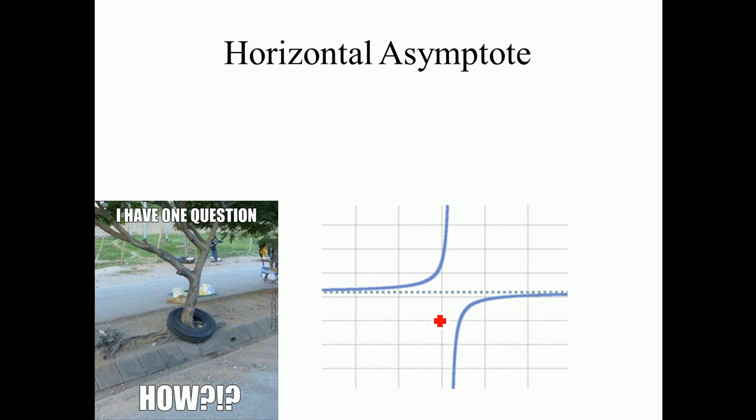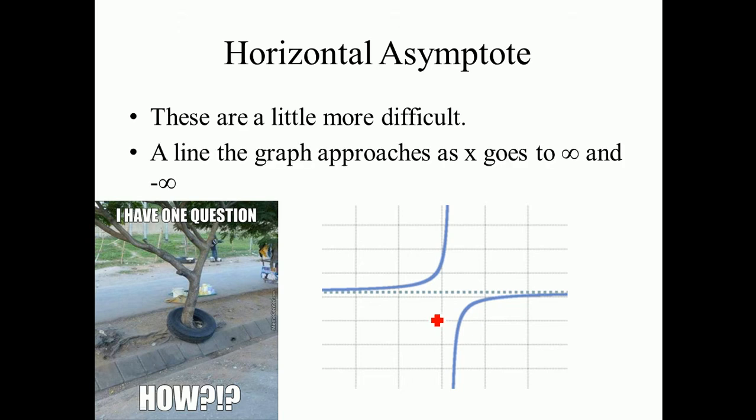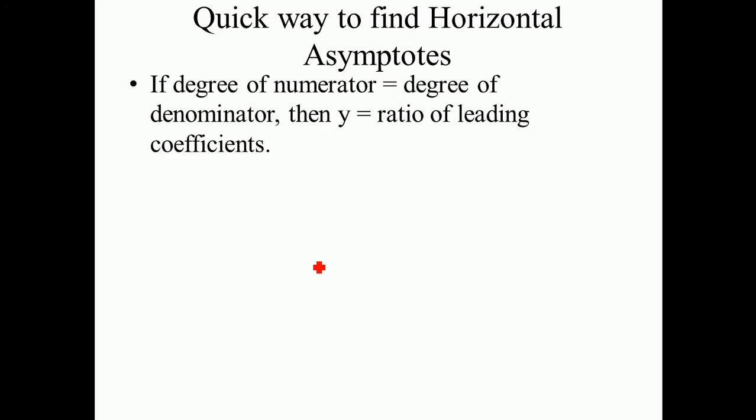Remember, a horizontal asymptote is a little bit trickier, and it doesn't really abide by the rules all the time, but it's the same concept, meaning that your graph approaches this line without touching it. So that's another thing about horizontal asymptotes. Here are some quick ways we can find what those horizontal asymptotes are.